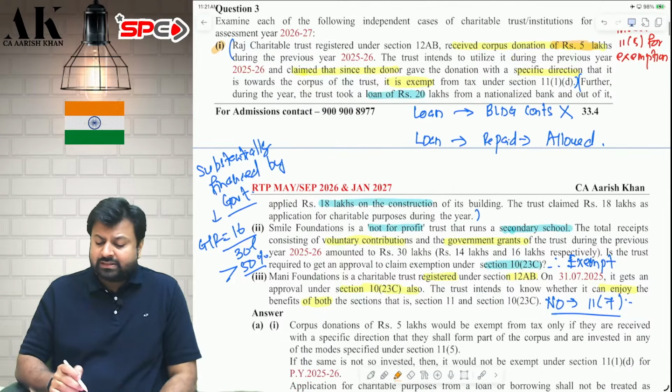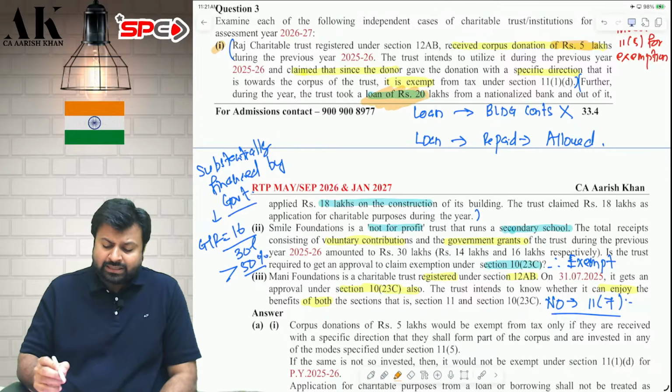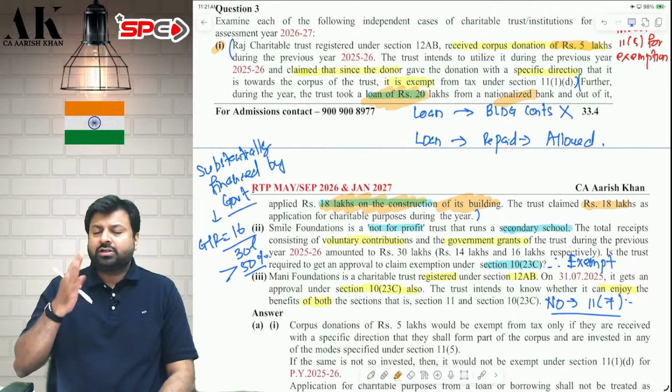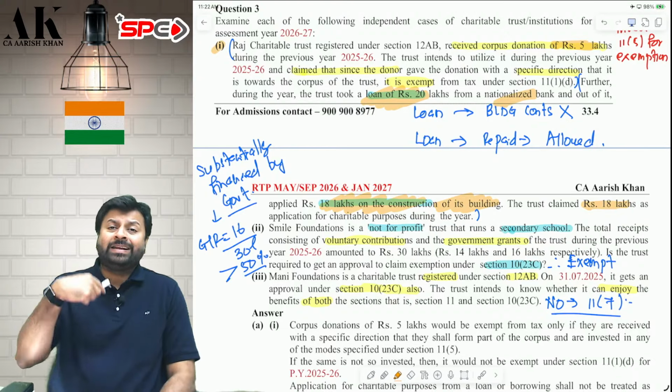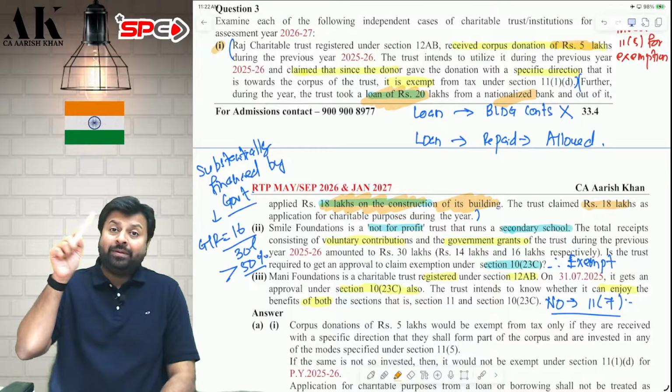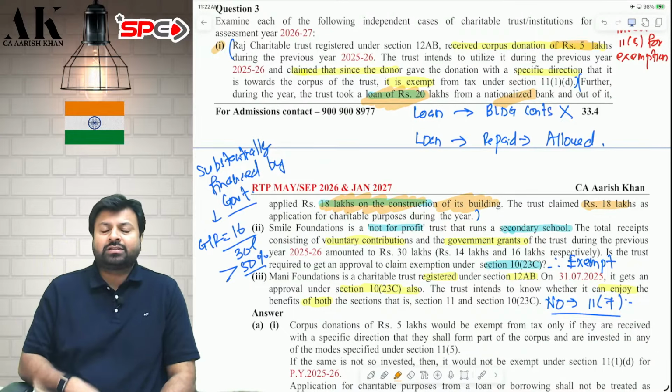The second point, asked in this first question itself: the trust has taken a loan of 20 lakhs from a bank, and out of that 18 lakh is used for construction of building. Now the trust wants to claim 18 lakh as deduction. Not allowed. If you take a loan and incur an expense, then that expense is not allowed. That expense is allowed on repayment of loan. That too if you repay within 5 years.